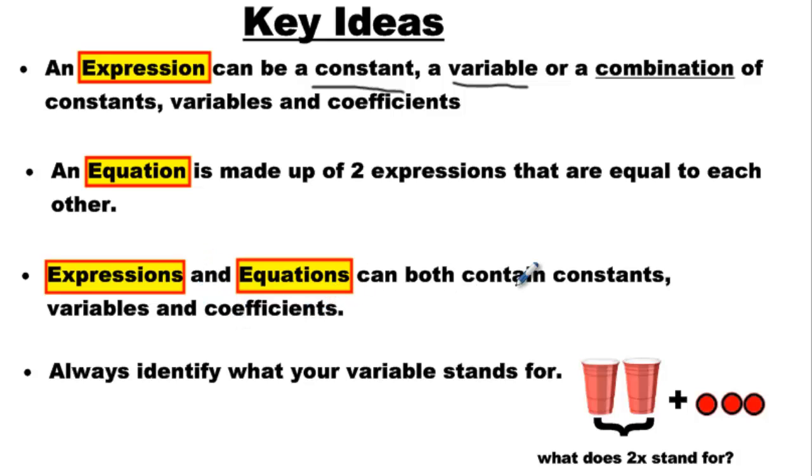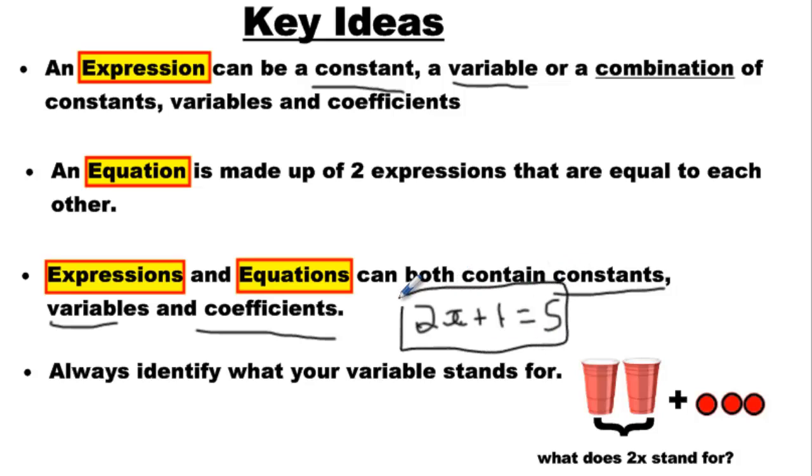An expression can contain a constant, variables, and coefficients, like double a number increased by 1. It has a coefficient, a constant, and a variable, but it's an expression. And equations can also contain all these. Like let's say I said equals 5. Guess what? That is an equation, because it has an equal sign. It has constants, variables, coefficients, all of the above.